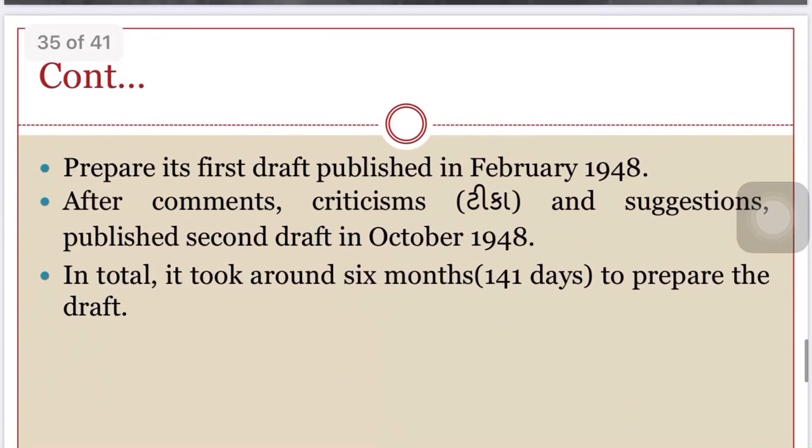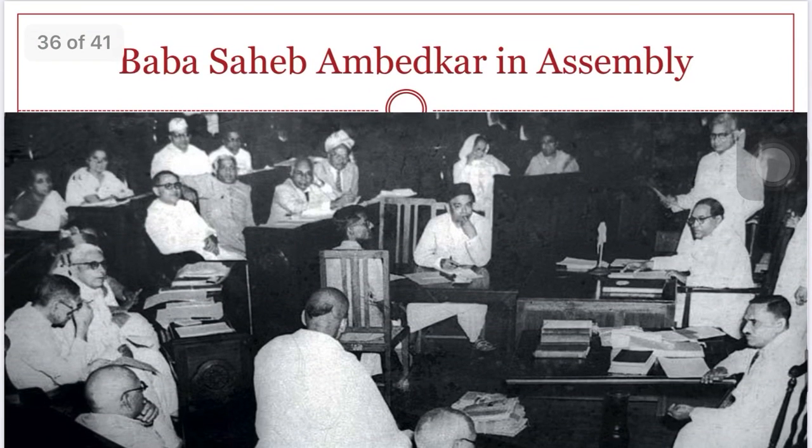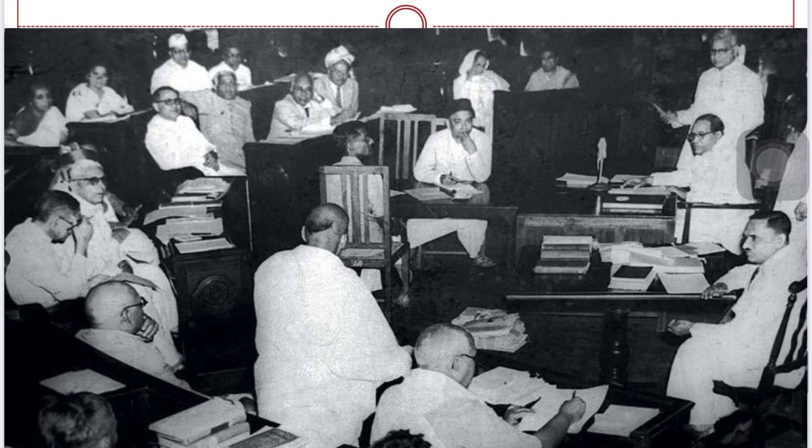Now, the preparation of the first draft was published in February 1948. After the comments, criticisms, and suggestions were received, the second draft was published in October 1948. Totally, it took 6 months, 141 days, to prepare the draft. Here is Baba Saheb Ambedkar in the assembly.